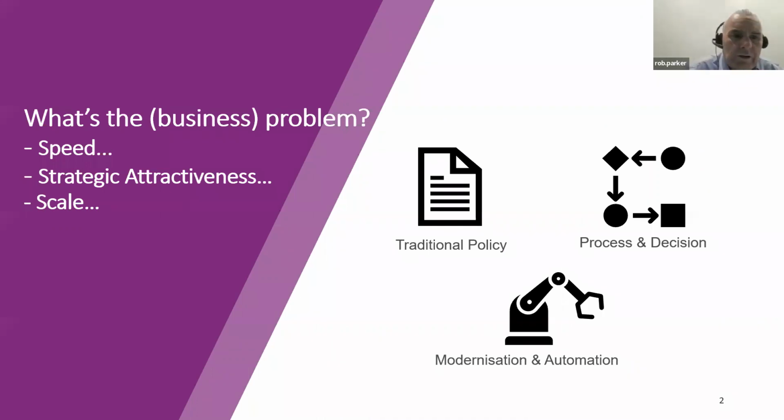So the question is, what's the problem we're trying to solve? And what are we about today? So we have an existing credit policy, and it's a traditional credit policy written in traditional text language, and it's currently implemented in a system using traditional 3GL language. But what are really the drivers for change here? And it's three things. It's about speed, it's about strategic attractiveness, and it's about scale.